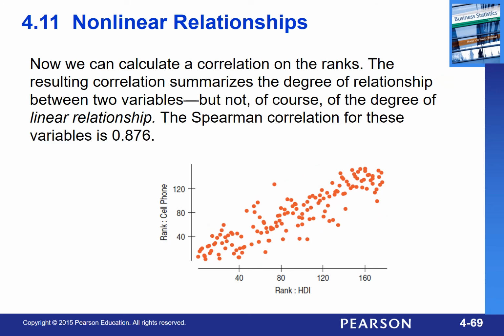So for instance, the Spearman rank correlation for this is 0.89, nope, I can't read, 0.876. And so that would tell you that the degree of relationship between the two variables is actually a linear relationship. Interestingly enough, I would not have predicted that for these two. So there you go.